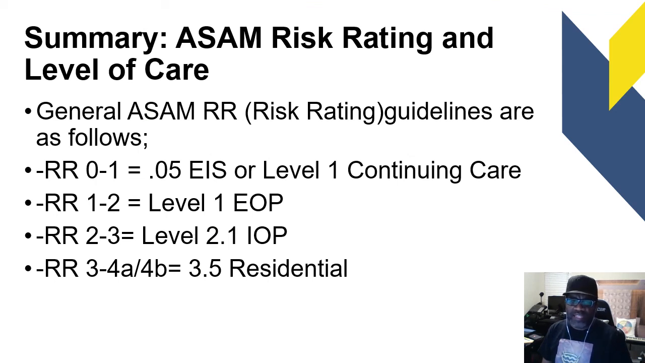Summary, ASAM risk ratings and levels of care. General ASAM risk rating guidelines are as follows. RR 0-1 equals 0.5, EIS or level 1 continuing care. RR 1-2, which equals level 1 OP. RR 2-3, which equals level 2.1 IOP. RR 3-4A/4B equals 3.5 residential. ASAM risk ratings can assist the evaluator in making consistent, accurate, and objective decisions about patient's level of care and related treatment decisions.